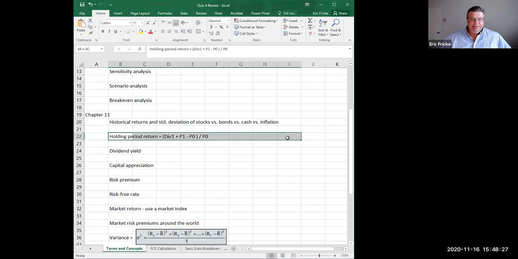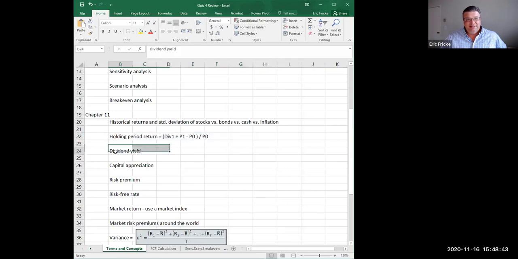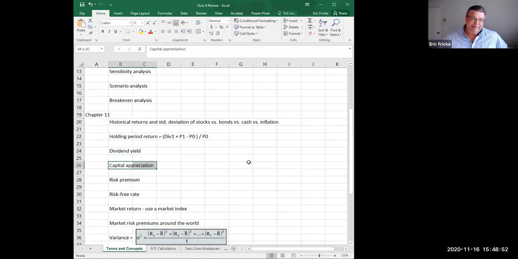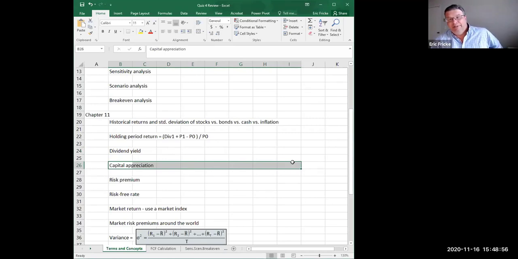And so then we introduced the holding period return equation. Well, I shouldn't say introduced. We did this before. But then we took that holding period return equation and we saw how you can break it down into the returns from dividends. And that component of the return is called the dividend yield. And then we also looked at the return we get from the change in the stock price, and that's just called capital appreciation.